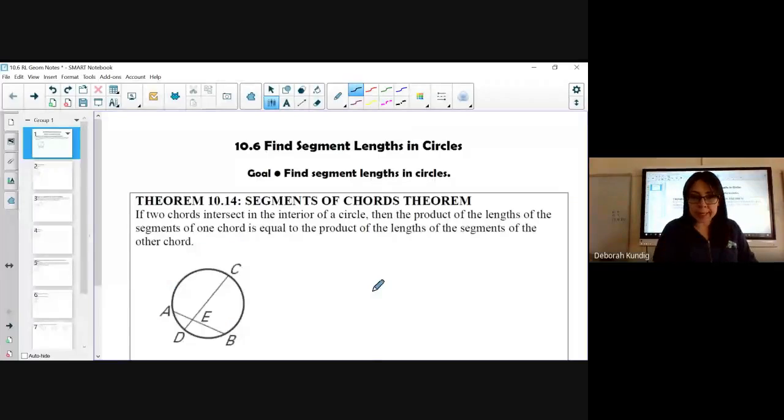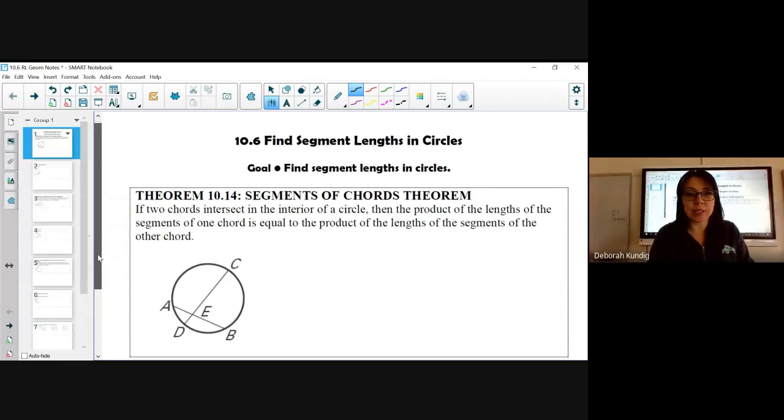Okay, so 10.6, find segment lengths in circles. It's going to look familiar to the angles that we did in 10.5, but it's a little bit different because now we're talking about the segment lengths. And let's do a window, present. Here we go. All right. So 10.6, find segment lengths in circles.